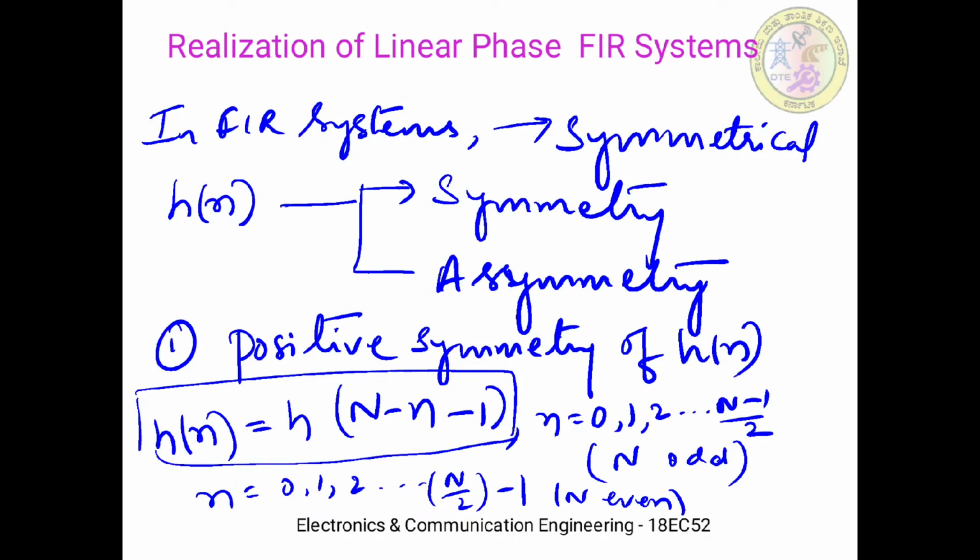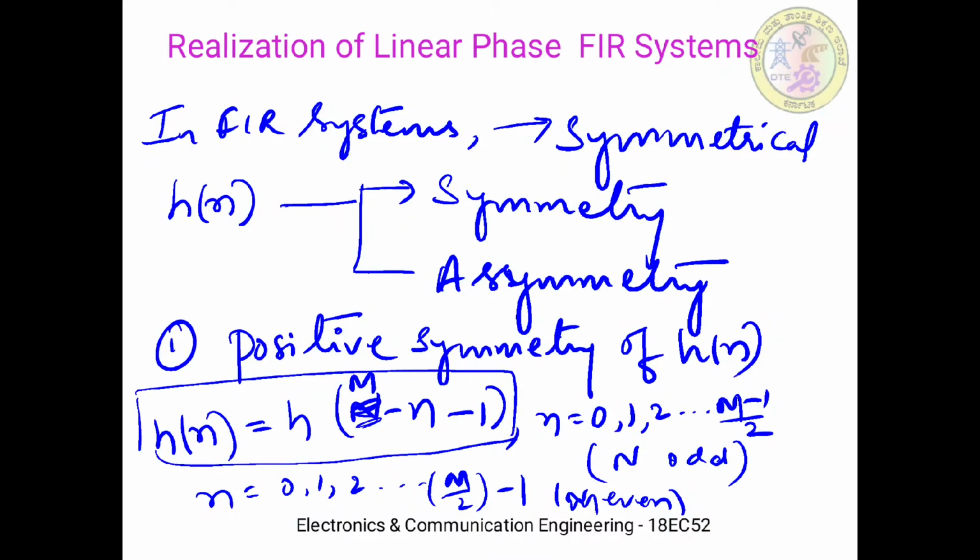So the positive symmetry of h of n is defined as h of n equal to h of M minus n minus 1, where, as we have taken in the previous discussion, the length of the FIR filter is M. Here also we will take capital M as the length of the filter. If this is satisfied for h of n, then that is called positive symmetry.